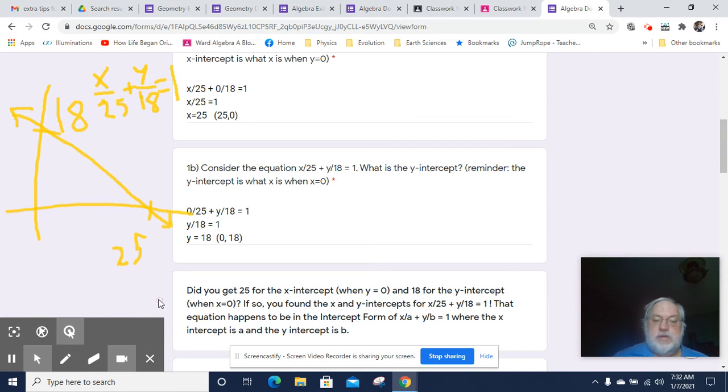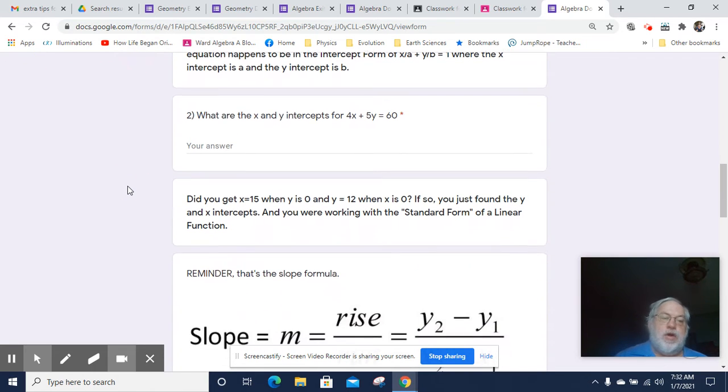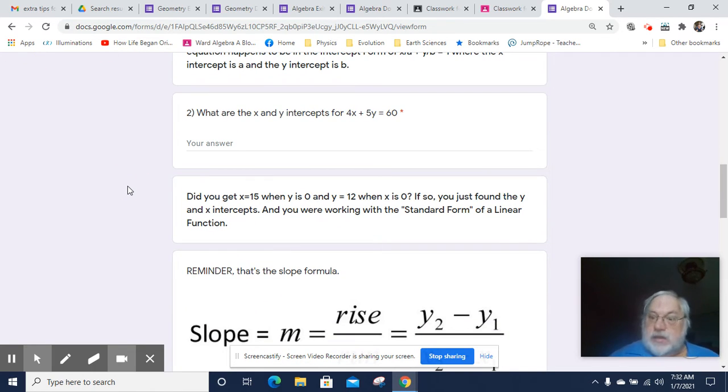Okay, so you have just been working with the intercept form, so I'm just reminding you about this form, which is x over a, the x-intercept, plus y over b, the y-intercept, equals 1, and that will work for all lines except for lines going through the origin, because if you're going through the origin, that means you're dividing x and y by 0.